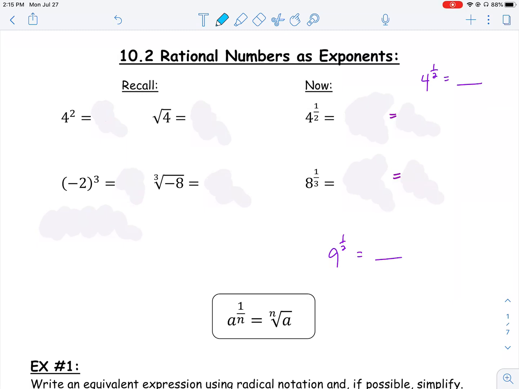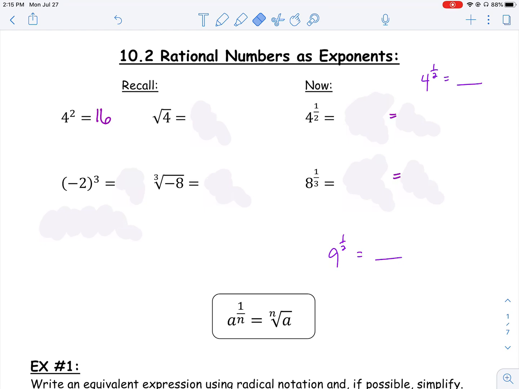Right, in this section, 10.2, we're going to talk about rational exponents. What that means is if we have an exponent that's a fraction. Now, if you recall, we've talked about exponents in the past, but all the exponents we've done have been whole numbers. For example, if we have 4 squared, we know that 4 squared means 4 times 4. That base multiplied however many times the exponent is. Or we could say 16.